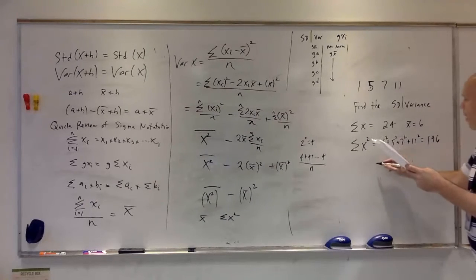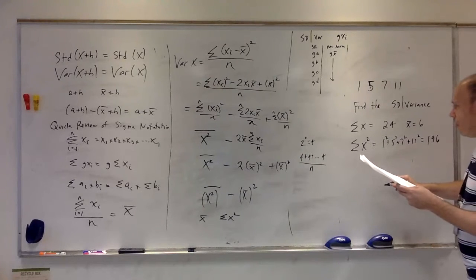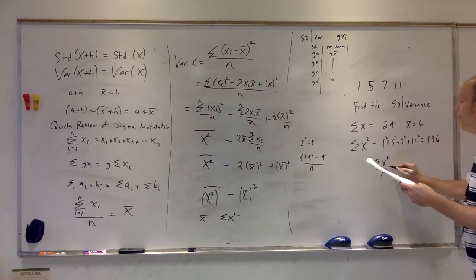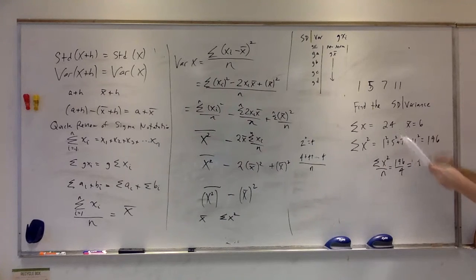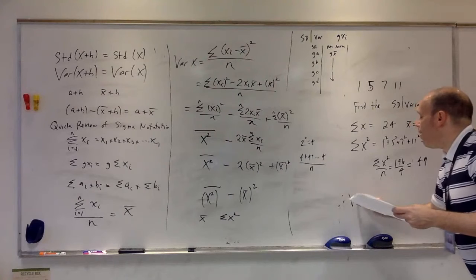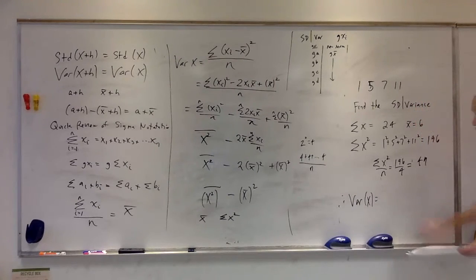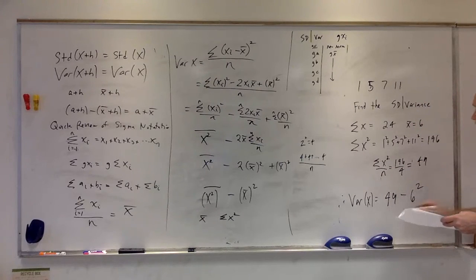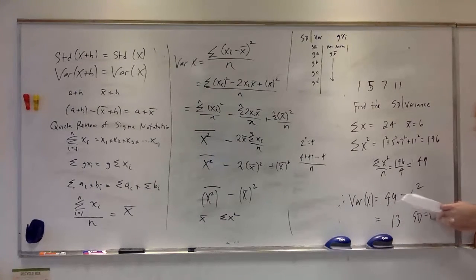That gives 1, 26, 75, 196. Therefore, the variance of our data set is equal to 49 minus 6 squared, which is 13, and therefore the standard deviation is radical 13.